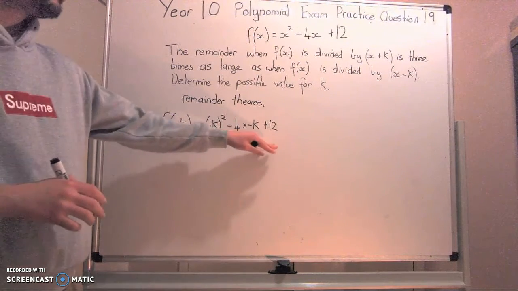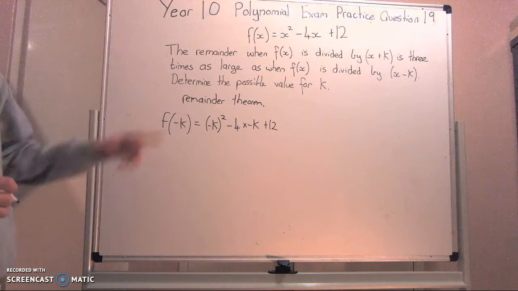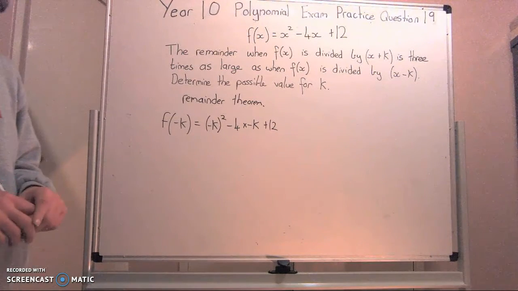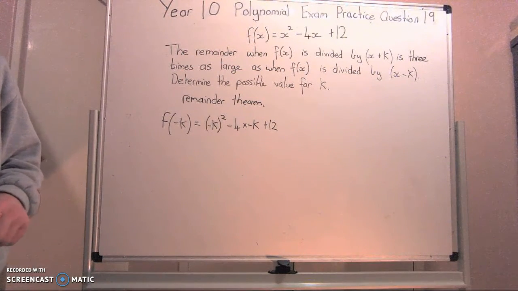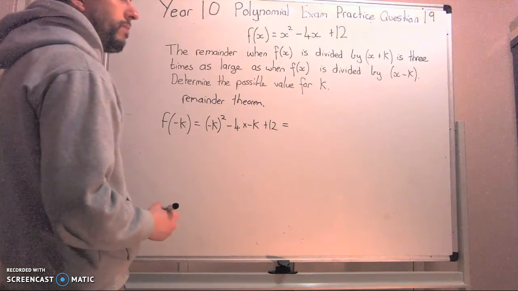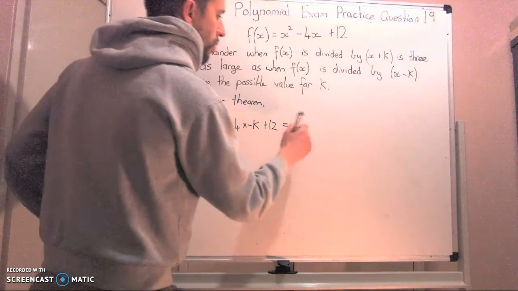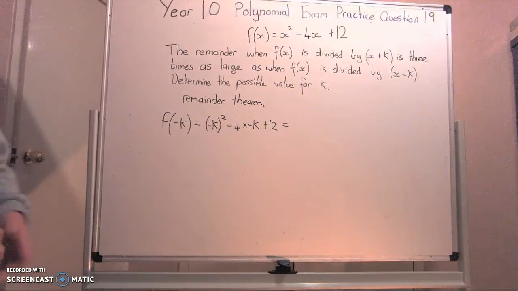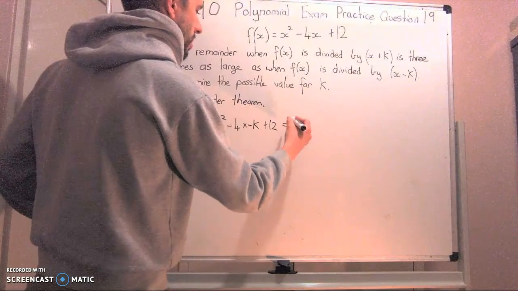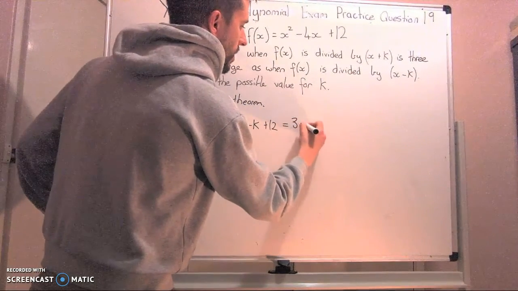Now I know this is equal. It says it is 3 times as large as when f of x is divided by x minus k. So my remainder here is 3 times as large as my other remainder. So I'm just going to say that this is equal to my remainder, and it's 3 times r.